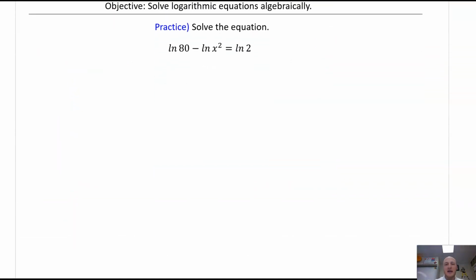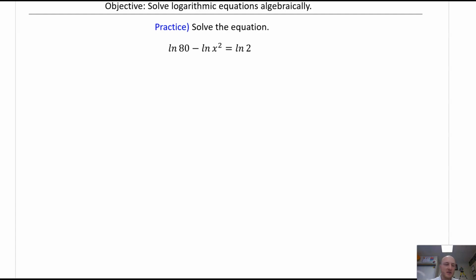Here is a practice problem. Please go ahead, pause the video, and try this one. Remember your steps. Step 1, write it as a single logarithm on each side. Don't get freaked out. This one is a little bit different, but give it a go.